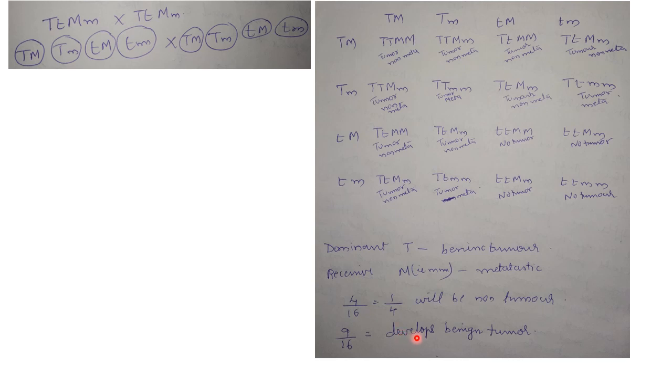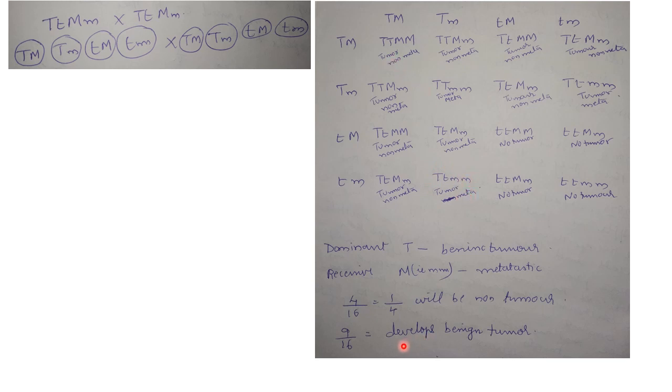Then 9/16 of the children will develop benign tumor. That is this condition, capital T and capital M, not small m. Only if small m comes, then it will be metastatic. That is over here. If you see this condition, it is metastatic. Here also the tumor develops and it becomes metastatic. That is malignant tumor, not benign tumor.